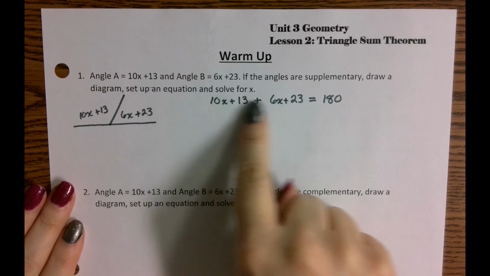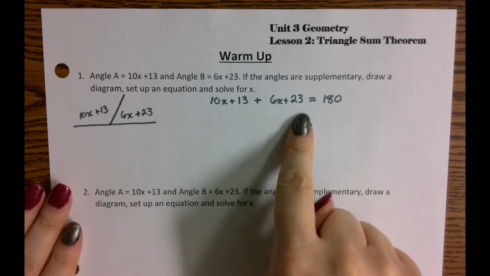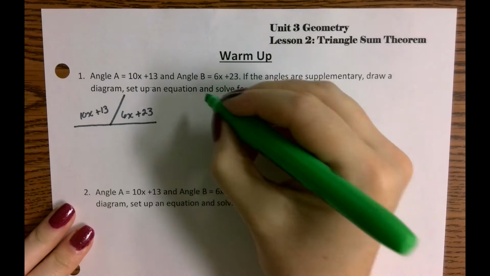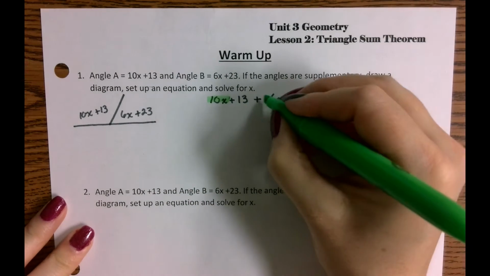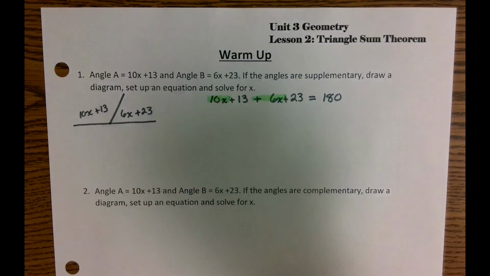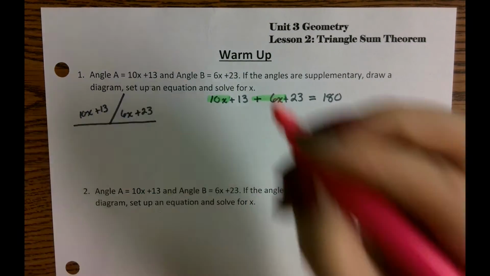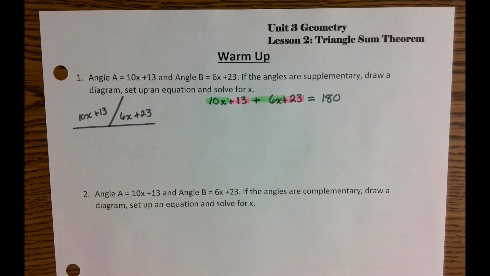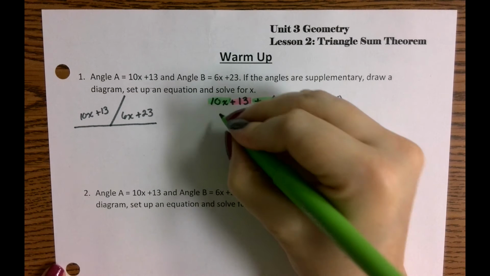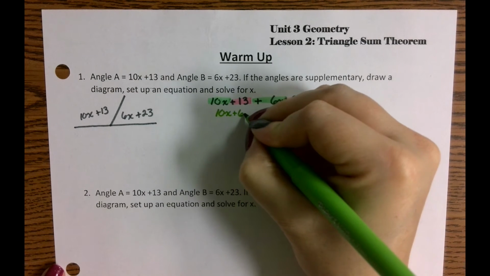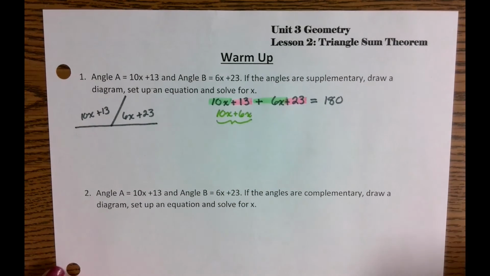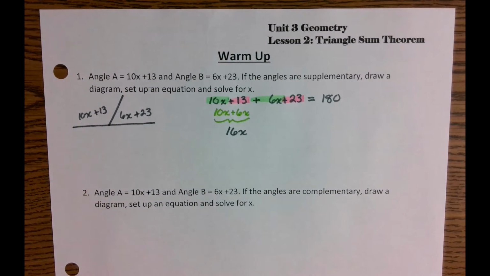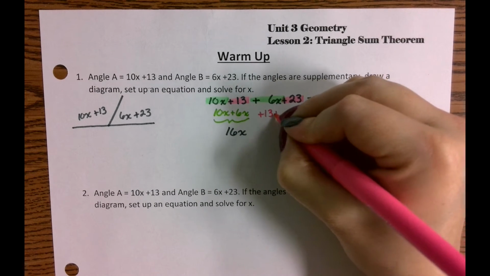You are simplifying this set right here. You're going to combine those like terms by combining the variables together. So we know that 10x can be combined with a positive 6x, and we also know that a positive 13 can be combined with a positive 23. What is 10x plus 6x going to give us, guys? 16x. Good. And then what is a positive 13 plus 23 going to give us?